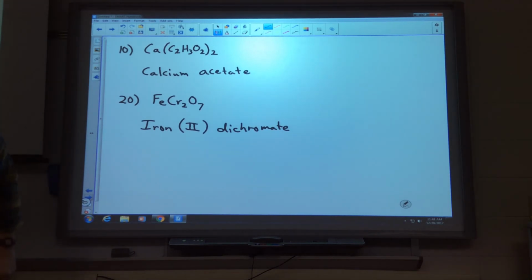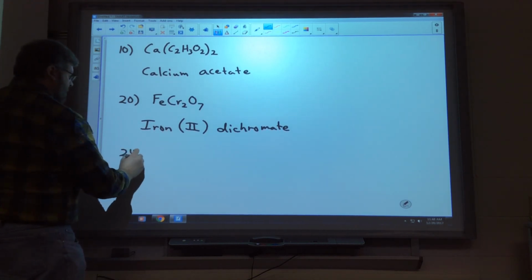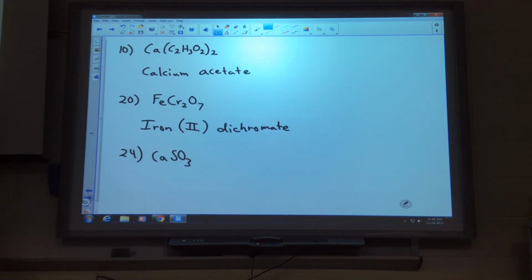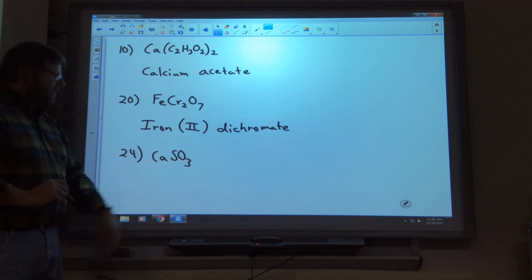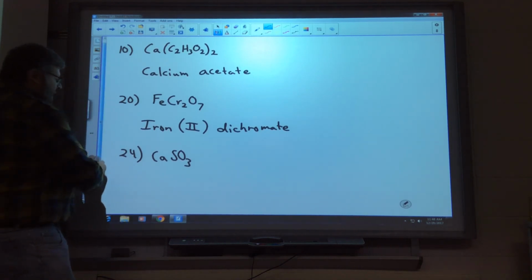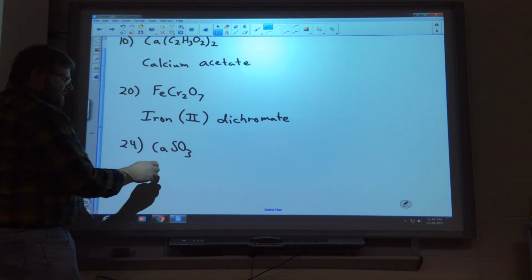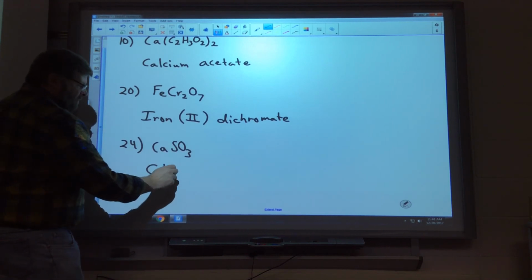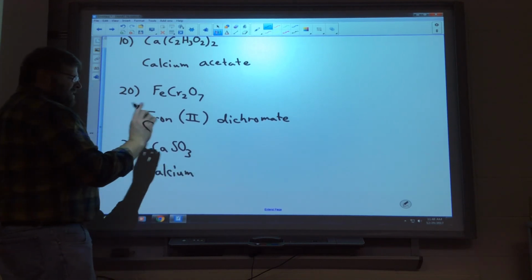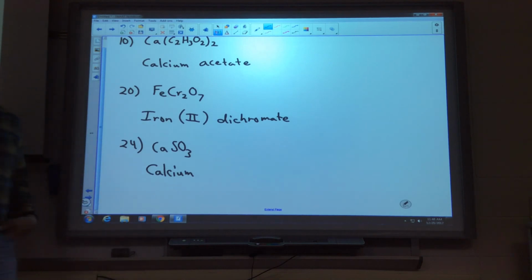Which one? 24. Absolutely. 24, CaSO3. Since this worksheet's pretty much got all polyatomic ions, I'm pretty sure there's a polyatomic ion here. SO3, 2 nonmetals combined together. Yeah, that's got it. So I've got calcium combining with whatever SO3 is. I know Ca is calcium. I know calcium is a group 2, so I don't have to put the Roman numerals in parentheses. It's always a +2. I just need to figure out what SO3's name is. SO3 is sulfite.